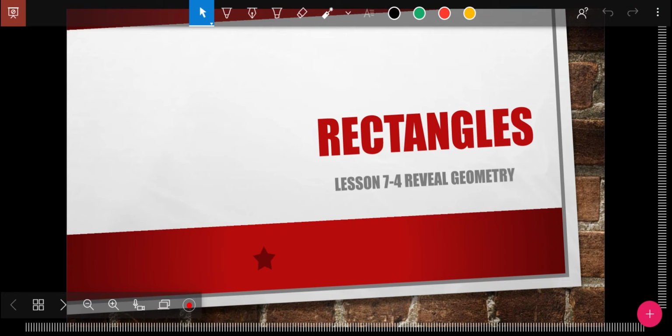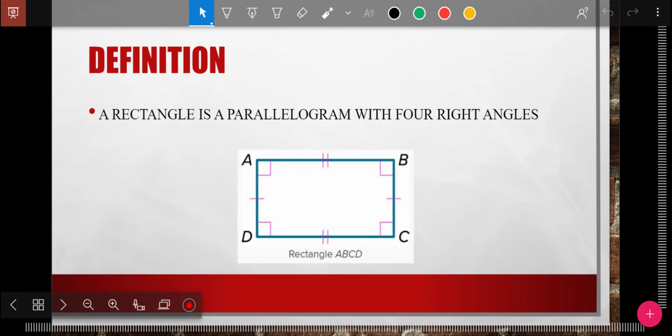Today's notes are on rectangles, which is Chapter 7 or Module 7, Lesson 4 in our book. First we need to know the definition of a rectangle. The definition is a parallelogram, now that word means something to us, so that's important, and it has 4 right angles. Those words should mean something to us.